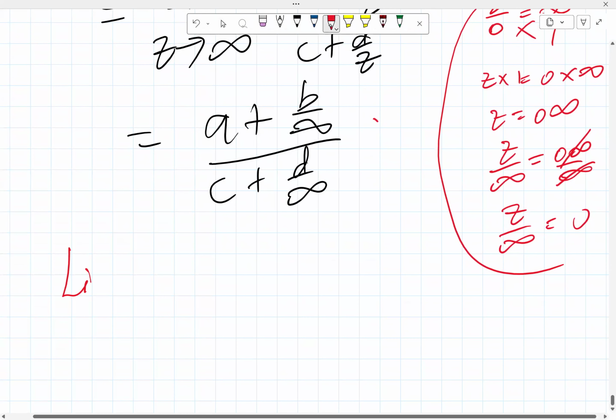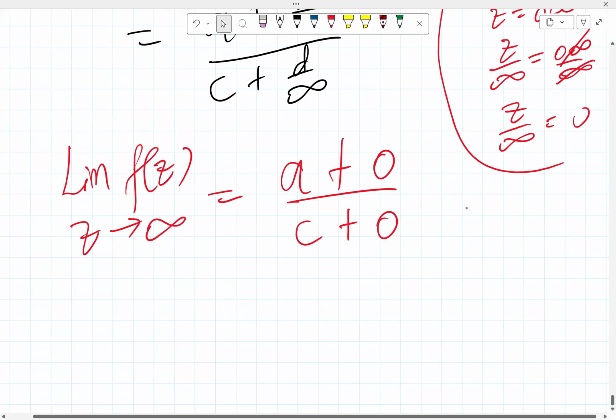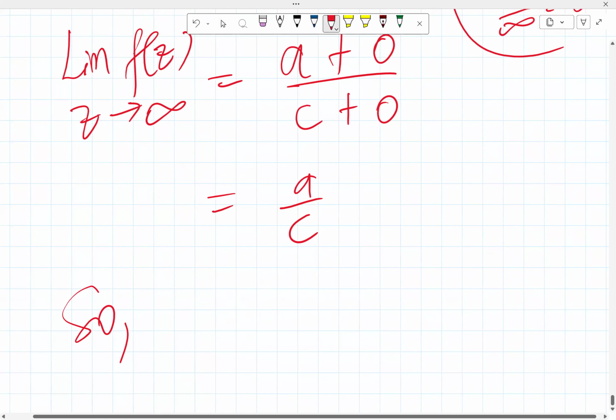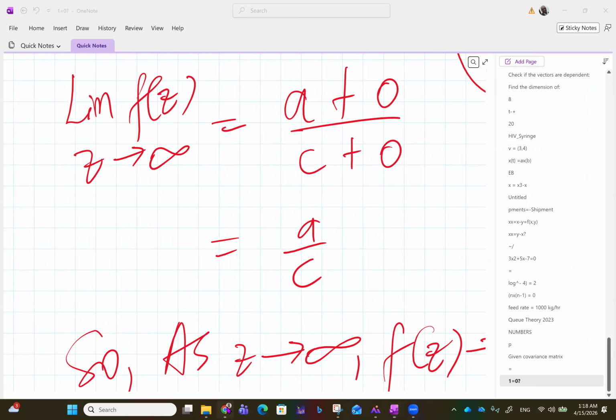So now we are saying that the limit of f of z as z tends to infinity is the same thing as a plus b over infinity, which is 0, then d over infinity is also 0. So that means we have a over c. So we say that as z approaches infinity, f of z approaches a over c. That's what we have in this case.